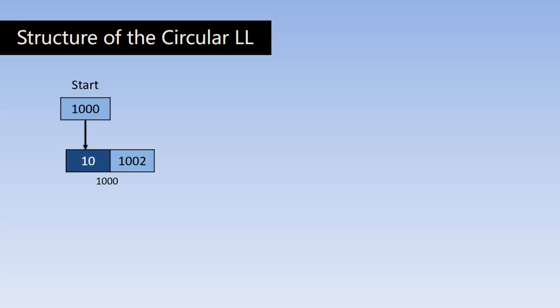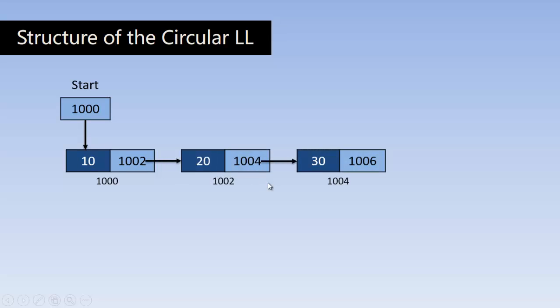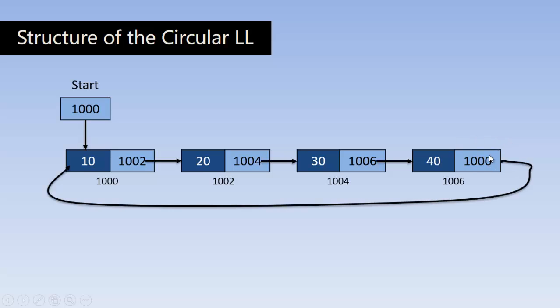Let us look at the structure of the circular linked list. There is a start pointer which points to the first node in the linked list, which has the address 1000 and data 10. Each node stores the address of the next node. Likewise, there are 4 nodes in the list. The last node here doesn't have null in place of the pointer, but stores the address of the first node. 1000 is the address of the first node, so it is pointing back to the first node, and this is stored in the last node.